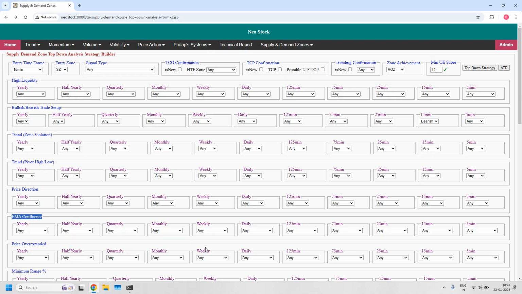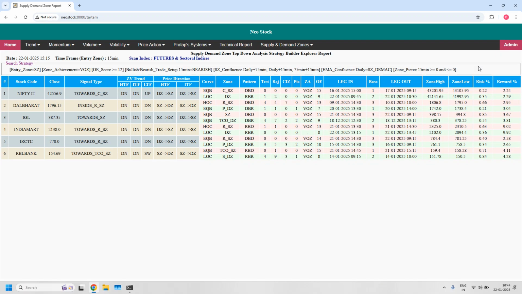In the EMA confluence at daily time frame. Why daily? Because the entry time frame 15 minute zone is part of the 75 minute zone, and both together are again part of the daily zone. That's why we are looking for a daily supply zone having daily EMA confluence. We got 6 stocks. So these 6 stocks are even more high probability trade setup supported stocks. And the HTF trend is down in all these stocks. Okay, this is about the bearish trade setup for daily income trade.